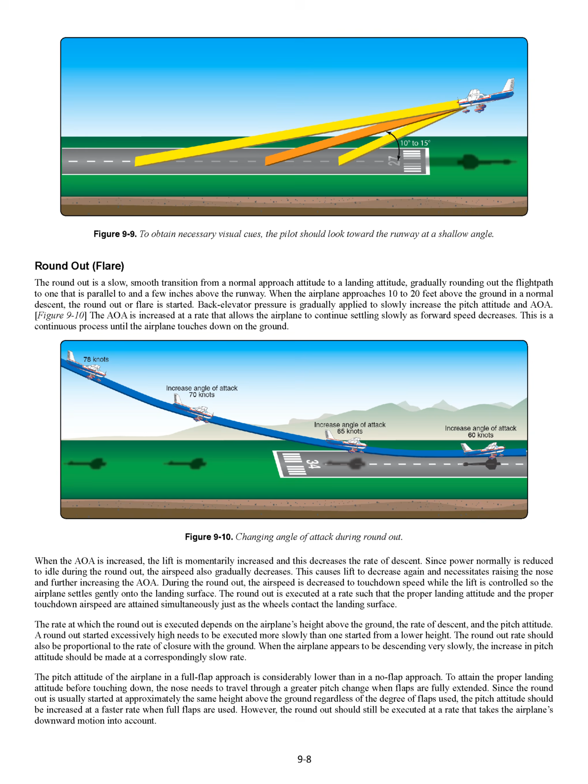The pitch attitude of the airplane in a full flap approach is considerably lower than in a no flap approach. To attain the proper landing attitude before touching down, the nose needs to travel through a greater pitch change when flaps are fully extended. Since the round out is usually started at approximately the same height above the ground regardless of the degree of flaps used, the pitch attitude should be increased at a faster rate when full flaps are used. However, the round out should still be executed at a rate that takes the airplane's downward motion into account.